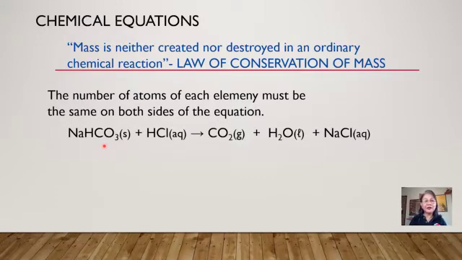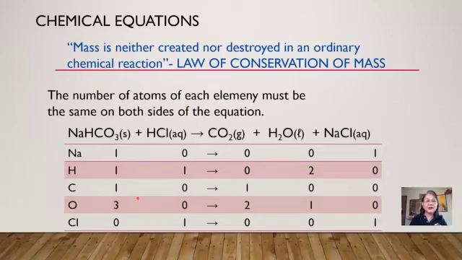sodium bicarbonate with hydrochloric acid reacts to form carbon dioxide, water, and sodium chloride. Whatever number of sodium, hydrogen, carbon, oxygen, and chlorine atoms is present in the reactants, there should be the same number of the same elements in the products. So in this example, without writing any coefficient, the equation is balanced because the number of sodium atoms in the reactants is the same as in the products, and all the other elements present in the reactants have the same number in the products as well.